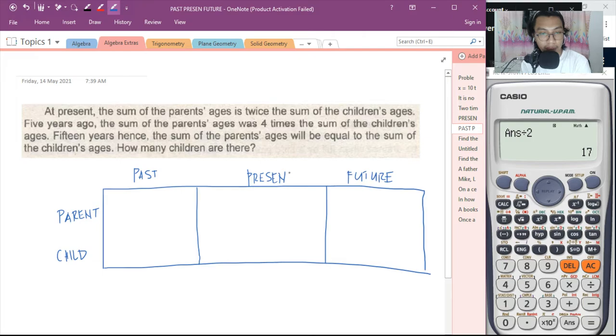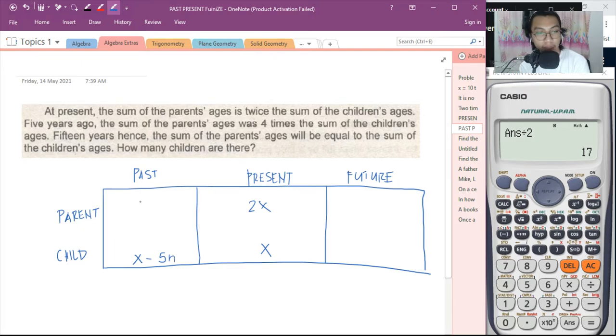At present, sabi dito, the sum of the parents' ages is twice the sum of the children's ages. So, let X as the sum of the children's ages. And then, twice as that is for the parents. Now, 5 years ago or in the past, the sum of the parents' ages was 4 times the sum of the children's ages. So, this is 5 years ago. So, x minus 5. Hindi natin alam yung number of children. So, we denote this as n.